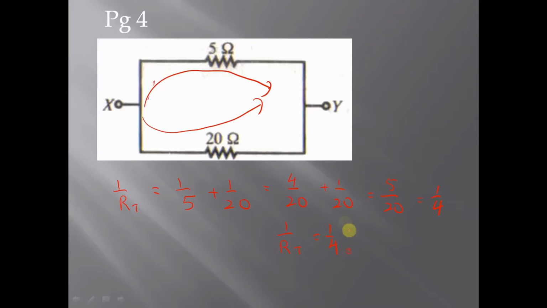Sampailah tahap ini barulah kamu putarkan dia. Then only you can turn. Don't turn during the beginning. Beginning you have to do in a fraction form. So the total resistance will be becoming 4 ohm. So this is how we do.